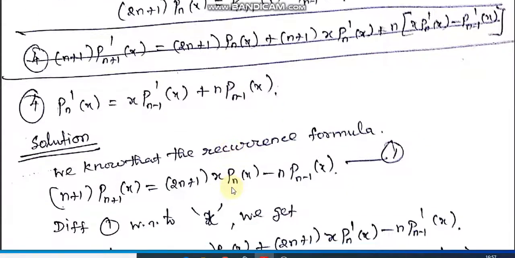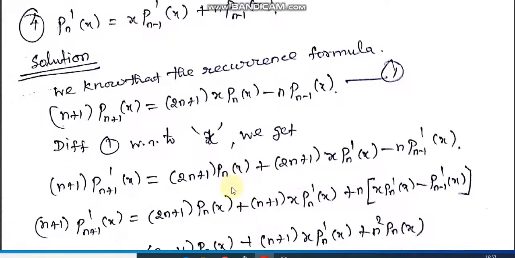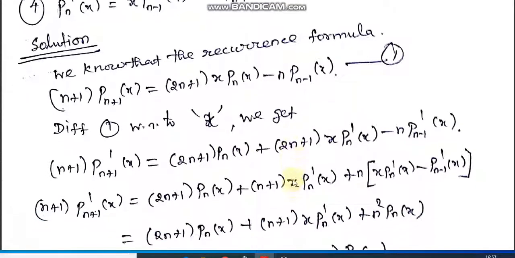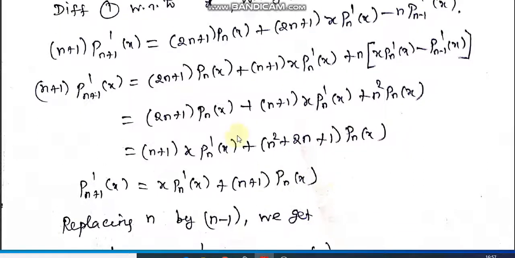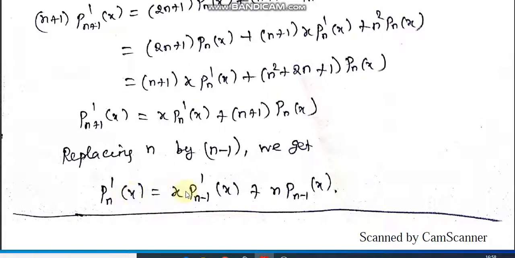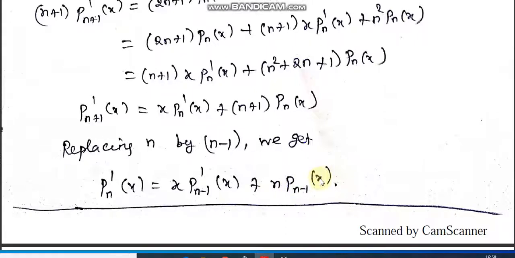And now the fourth recurrence formula. Again, we take the first recurrence formula to derive the fourth one. Differentiate the first recurrence formula with respect to x, we get this equation. Now on simplifying, taking Pn of x common, we get Pn plus 1 dash of x, here n plus 1. So on equating both sides and replacing n by n minus 1, we get Pn dash of x equals x Pn minus 1 dash of x plus n Pn minus 1 of x. That is the fourth recurrence formula.